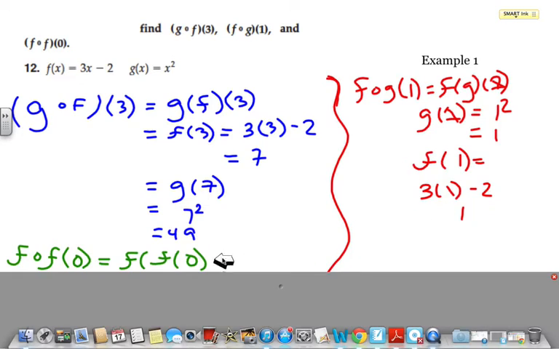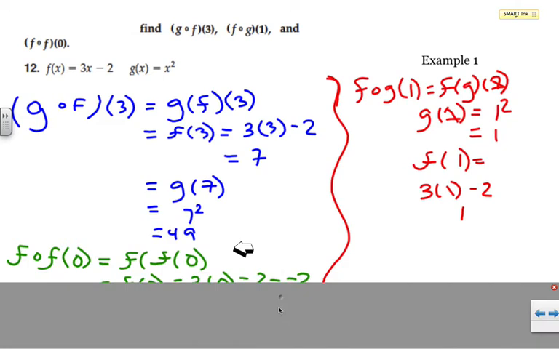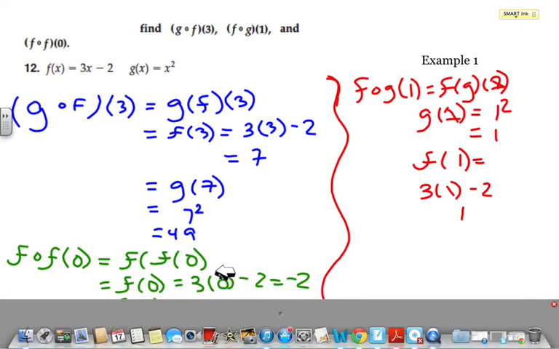So f of 0 means that I'm going to plug 0 into the f function. That function right there. No g's, just plug 0 in there. And I end up with negative 2. 3 times 0 minus 2 equals negative 2.